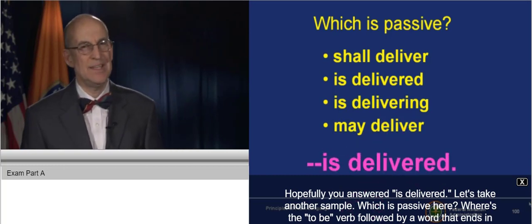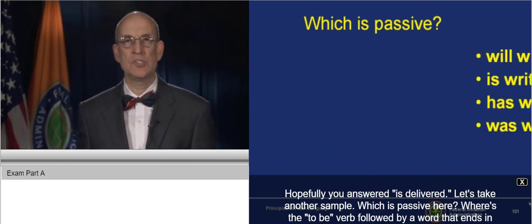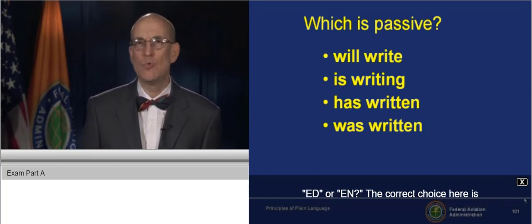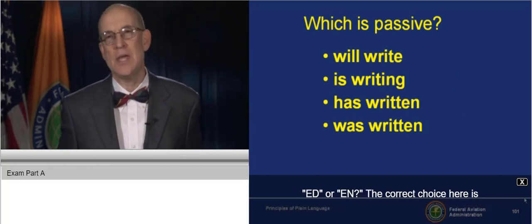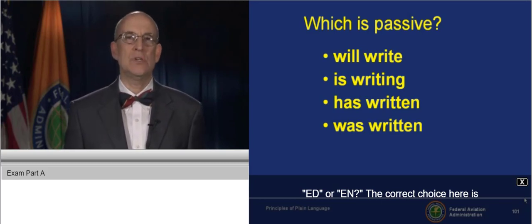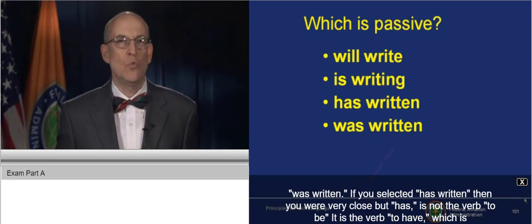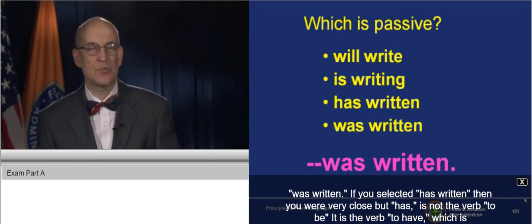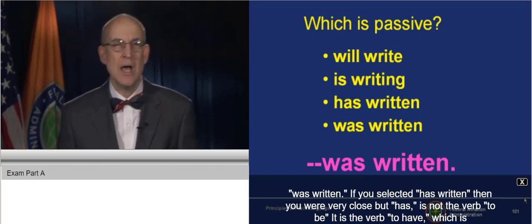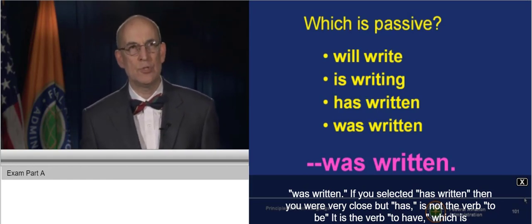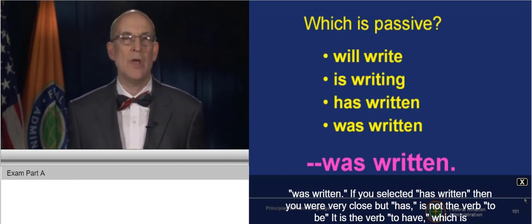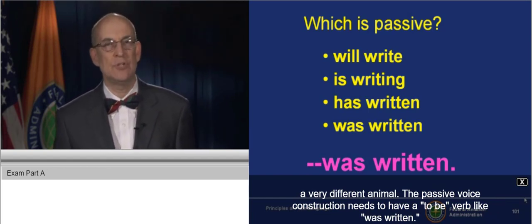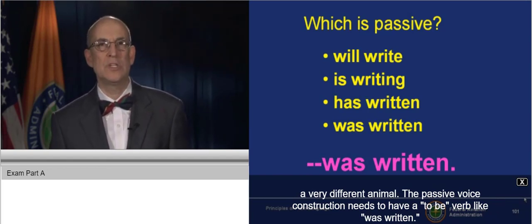Hopefully you answered is delivered. Let's take another sample. Which is passive here? Where's the to be verb followed by a word that ends in ed or en? The correct choice here is was written. If you selected has written, then you were very close, but has is not the verb to be, it is the verb to have. It's a different animal. The passive voice construction needs to have a to be verb like was written.